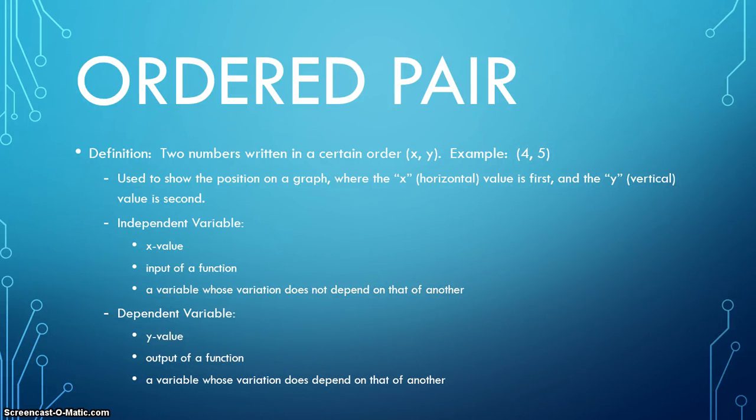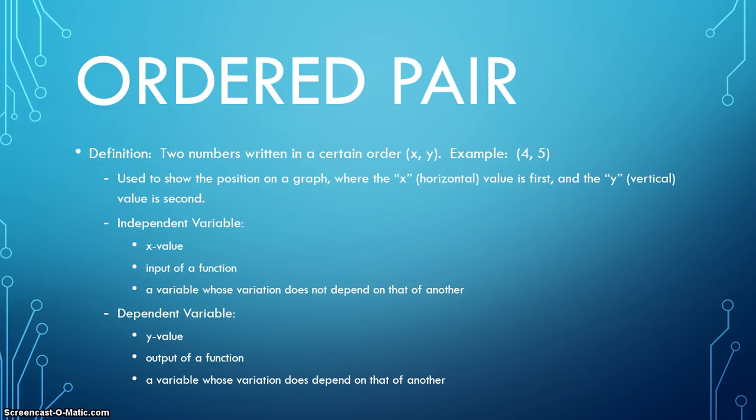The independent variable, also known as the x, the input of the function, is a variable whose variation does not depend on that of another. So all these are just different names for x and defining them. Dependent variable, the y value. It's also known as the output, a variable whose variation does depend on that of another. Alright, so all important things you need to know.